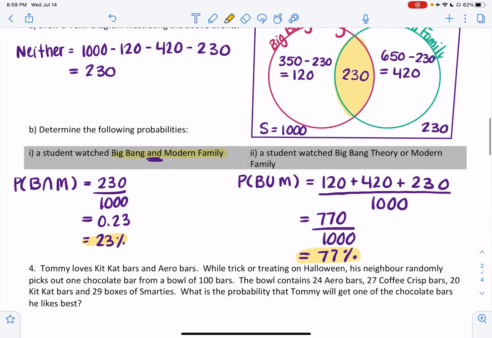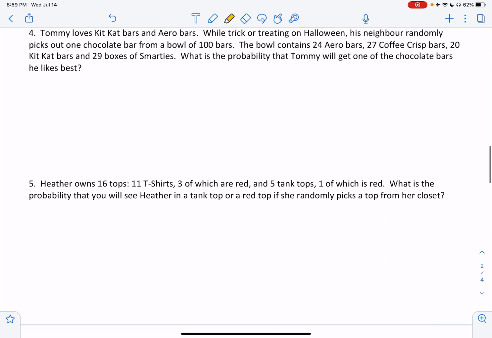Okay, let's try another one, something a little different. Tommy loves Kit Kat bars and Aero bars. While trick-or-treating on Halloween, his neighbor randomly picks out one chocolate bar from a bowl of 100 bars. The bowl contains 24 Aero bars, 27 Coffee Crisp bars, 20 Kit Kat bars, and 29 boxes of Smarties. What is the probability that Tommy will get one of the chocolate bars he likes best?